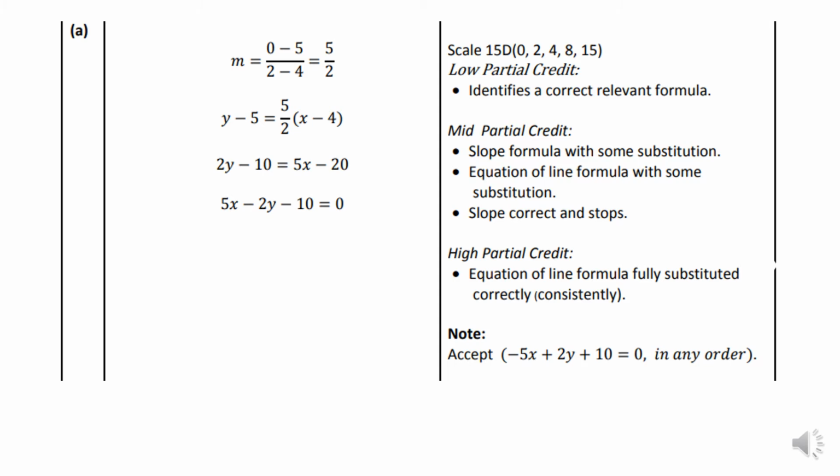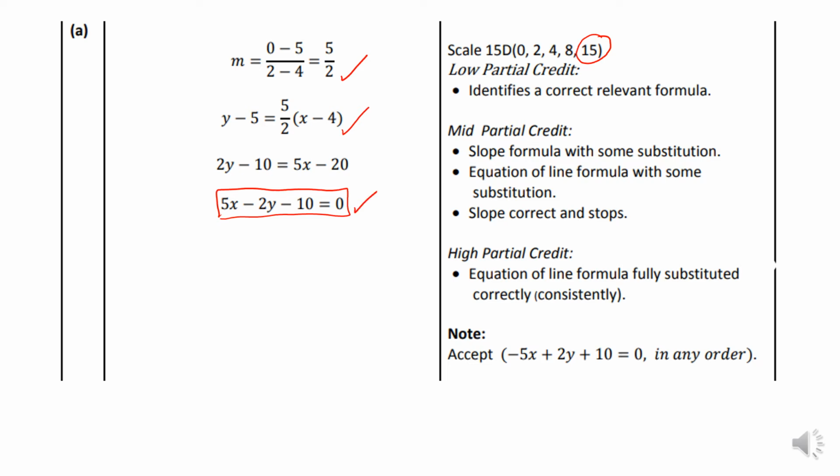Okay, so there were 15 lovely points going for that. Stage 1 was to calculate our slope like so. Stage 2 was to substitute correctly into our formula for the equation of a line, and then there was developing it out and presenting it as was requested.